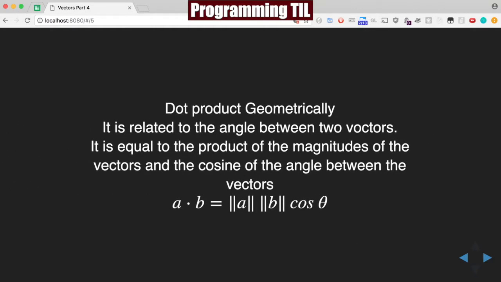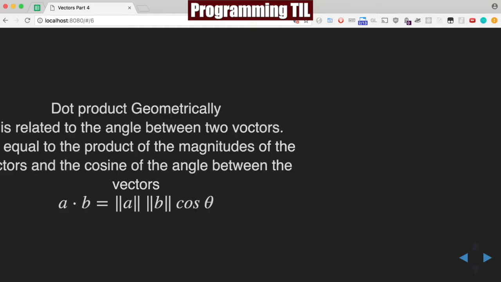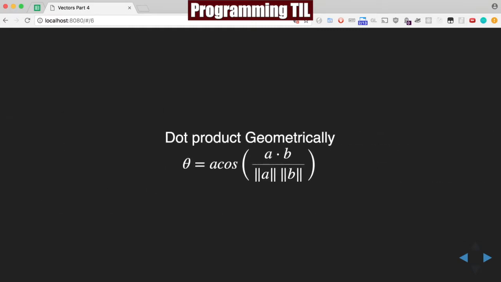The dot product geometrically is related to the angle between two vectors. It is equal to the product of the magnitudes of those vectors and the cosine of the angle between them. So A dot B is equal to the magnitude of A times the magnitude of B times the cosine of the angle between them. Geometrically, you could solve for the angle: the arccosine of A dot B over the magnitudes of each.